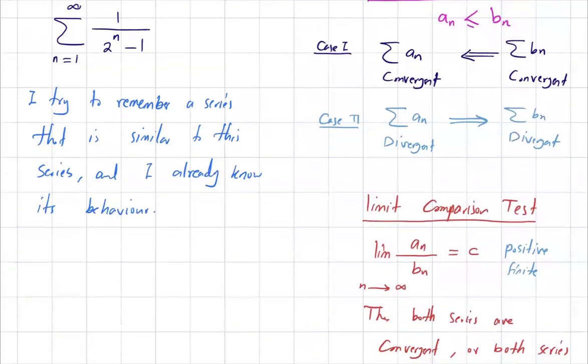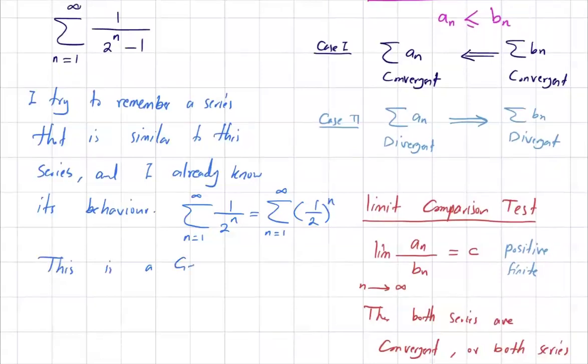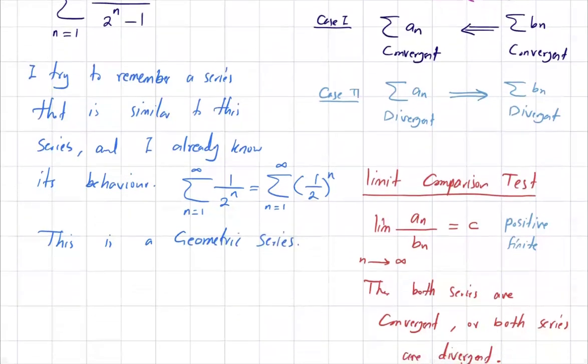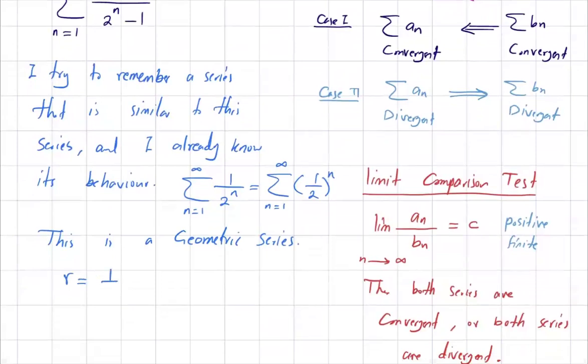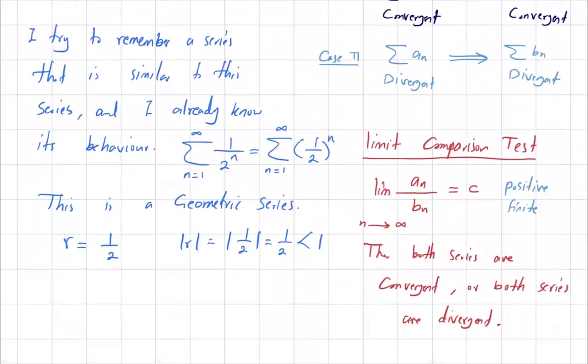Well, if I take a look at this series, if I ignore the -1 in the denominator and write it as 1 over 2 to the n, this is basically a geometric series of 1 divided by 2 to the power n. Since the ratio is equal to a half, the absolute value of the ratio, which is the absolute value of a half, is less than 1, we have a convergent series.